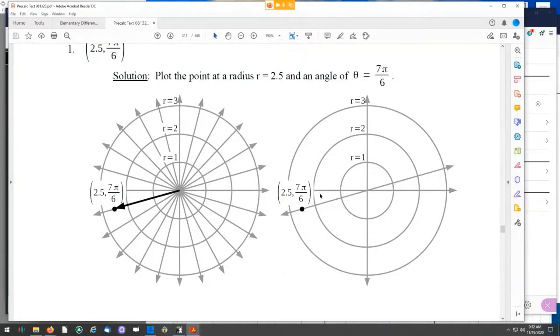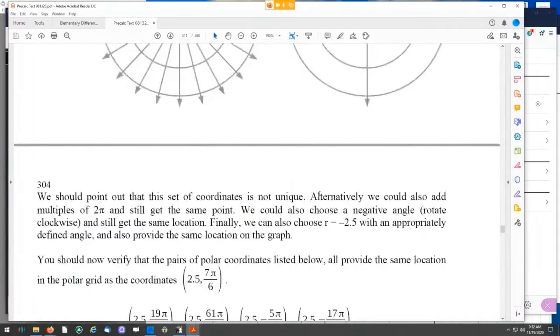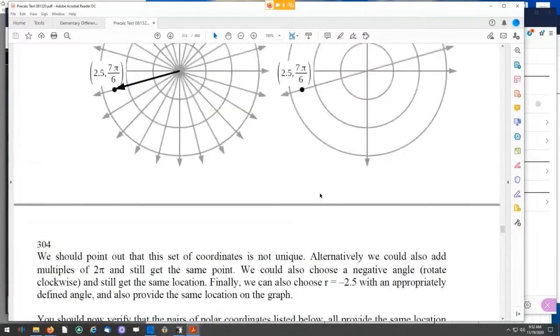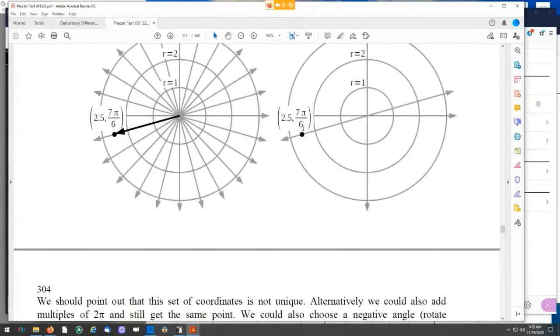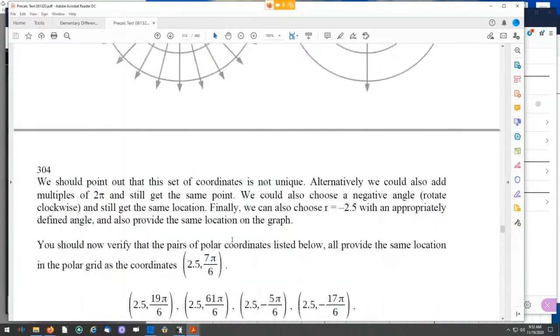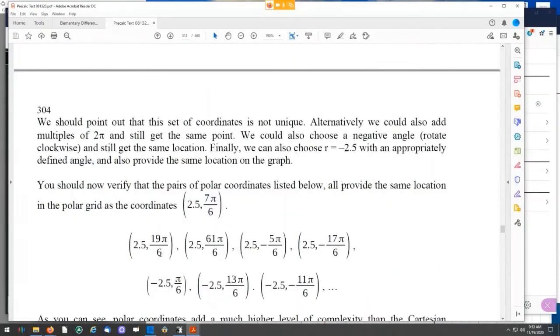But that's not necessarily unique. Meaning I could add on another 2 pi. I could go all the way around 2 pi units. Well, 2 pi is equivalent to 12 pi over 6. So instead of just 7 pi over 6, 19 pi over 6 would also give me the same value. I could go another 2 pi around, and I would get 31 pi over 6, etc., etc.